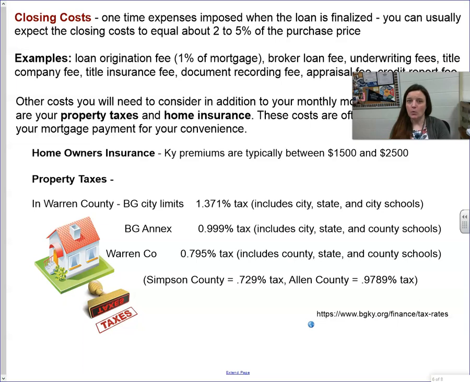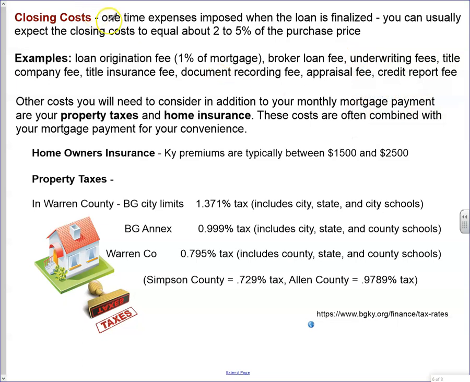You calculate how much the mortgage is going to be and what the monthly payment is. But you have to remember that there are going to be other costs associated with the house besides just paying off that principal and interest. So one of those that often is rolled into your mortgage is the closing cost. Closing costs are one-time expenses that are due when the loan is finalized, so when you purchase the house. Usually closing costs equal like 2 to 5% of the purchase price. So I would say for a typical house, it's going to be $3,000 to $5,000 probably for closing cost.